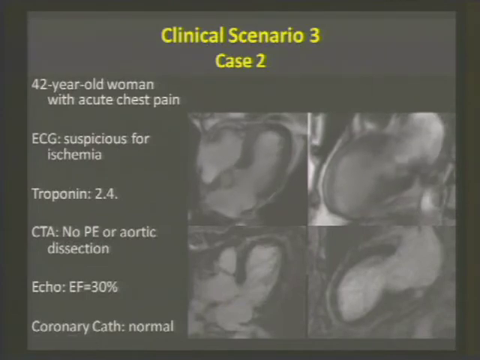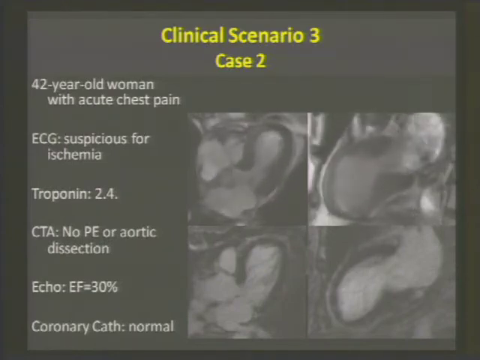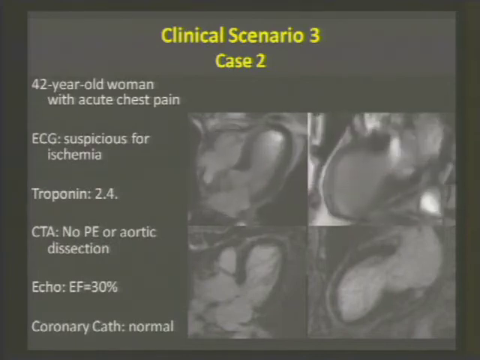The next scenario is a 42-year-old patient. She had acute chest pain. Her EKG was suspicious for ischemia. Troponins were elevated. However, the workup for PE and aortic dissection was negative, and the echocardiography showed depressed function. The coronary cath was normal.